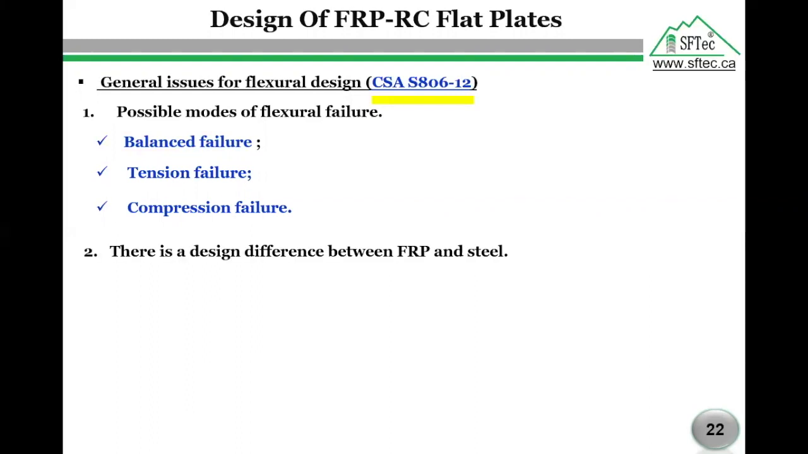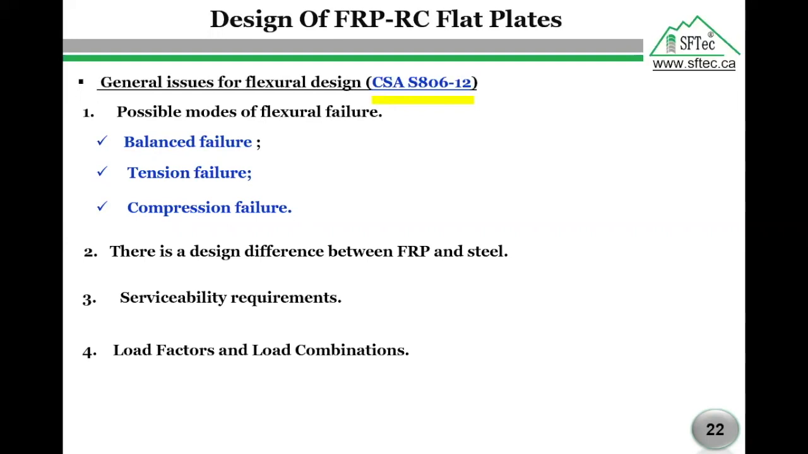Issue number two. There is a difference between steel and FRP: FRP is linear up to failure and exhibits no ductility or yielding. Another major difference is that serviceability will be more of a design limitation in FRP reinforced members than with steel. Due to the lower elastic modulus of FRP bars, deflection and crack widths will govern the design.